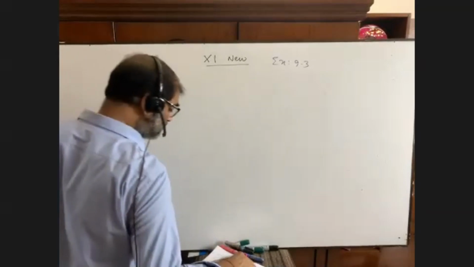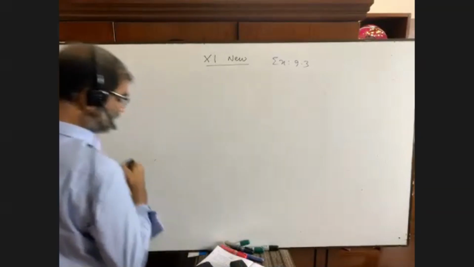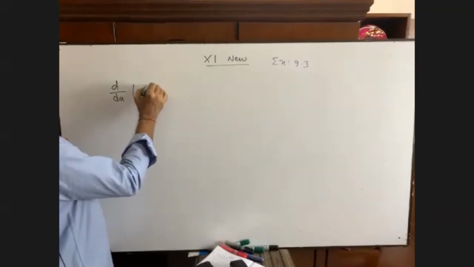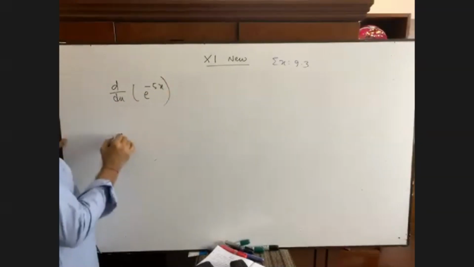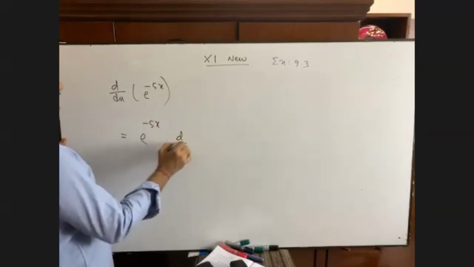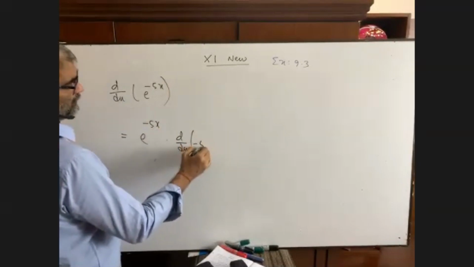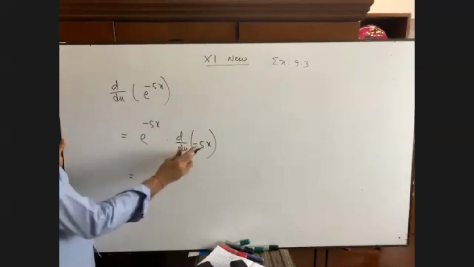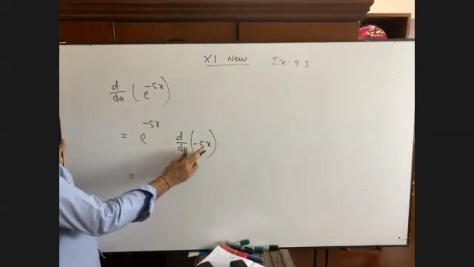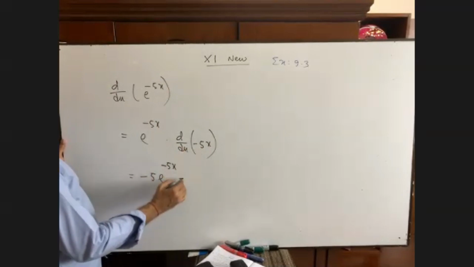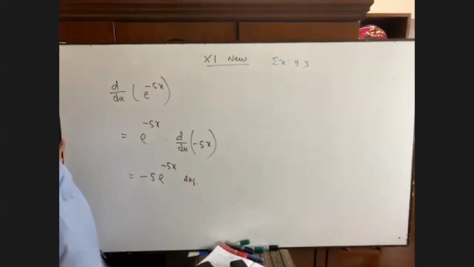If you fail to understand, please, you should talk to me. D by dx of e to the power minus 5x. What is e to the power x? It is e to the power x. D by dx of minus 5x. This is what? Minus 5. So it is only minus 5 e to the power minus 5x.